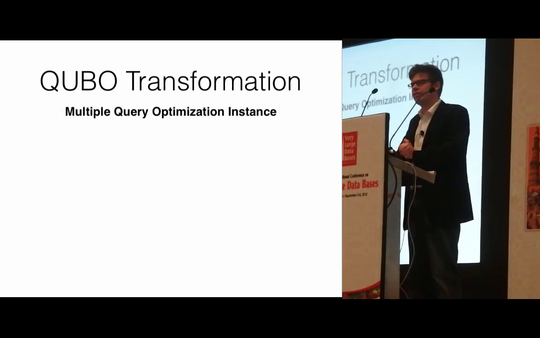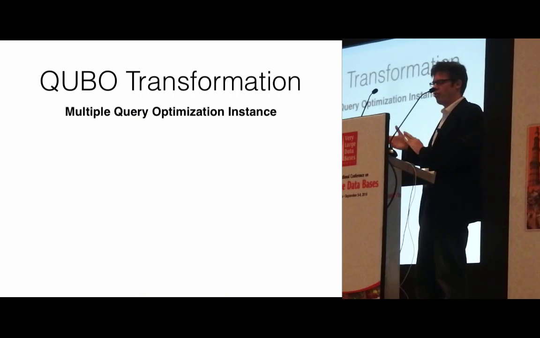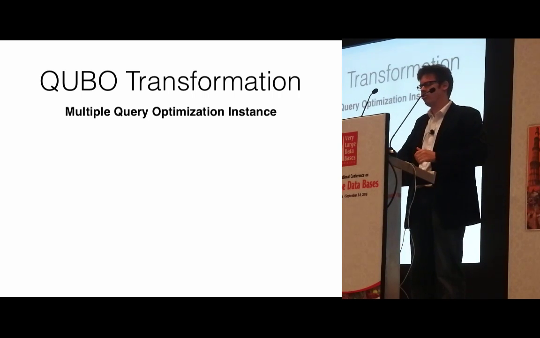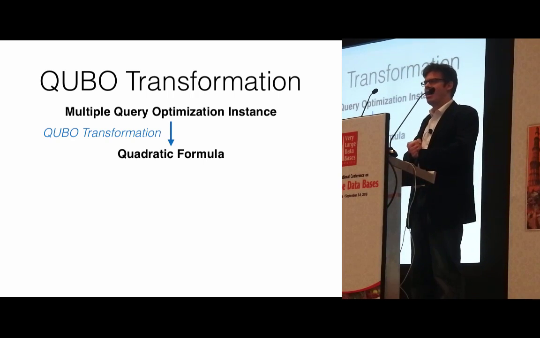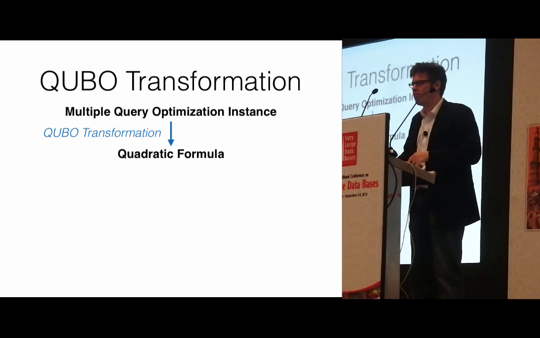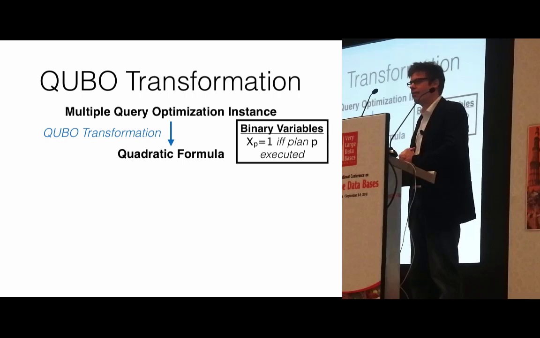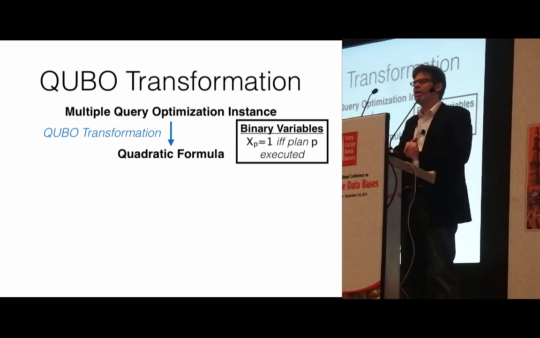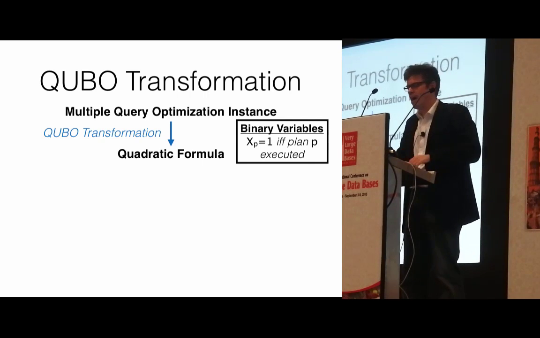Concerning the first step of the transformation, we want to transform an instance of the multi-query optimization problem into a quadratic formula. And this formula will use binary variables that represent whether or not specific plans are executed. And now I can partition the terms in that formula into three groups based on their semantics.